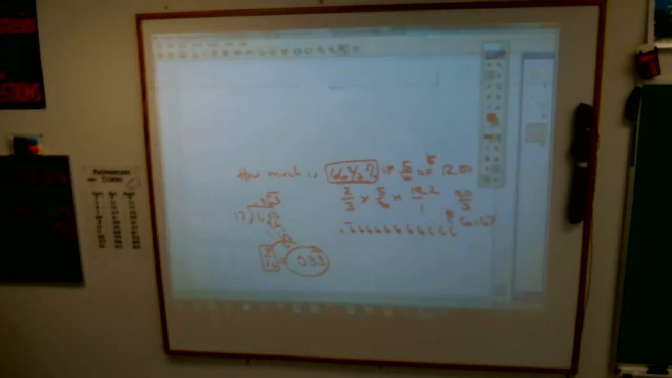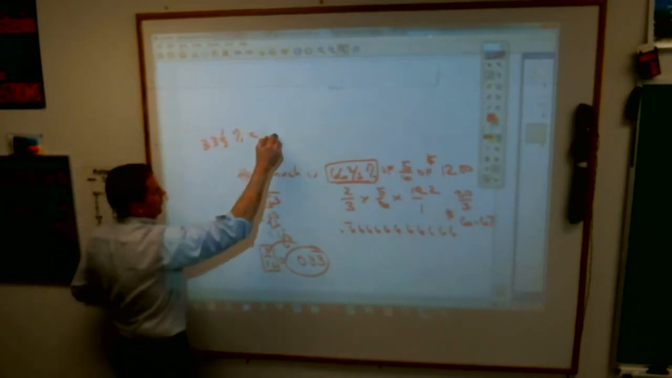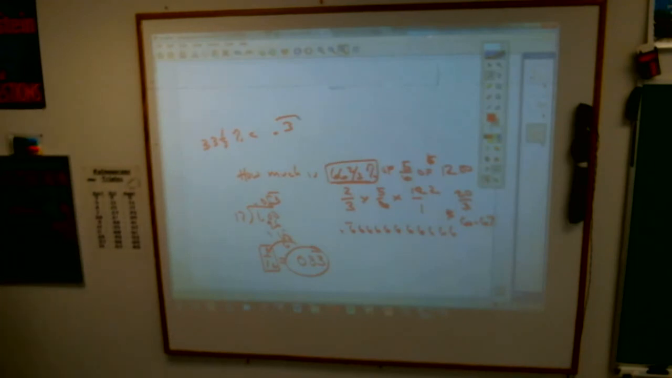Letter B though, 33 1/3% of 3/8 of $12. You have no choice but to change it to what, Riley? Fraction, thank you. Why? Because 33 1/3% as a decimal is what? 0.3 repeating. 33 1/3% is 0.3 repeating, and you can't do mathematical calculations with a repeating decimal. You need to change it to its fraction form.